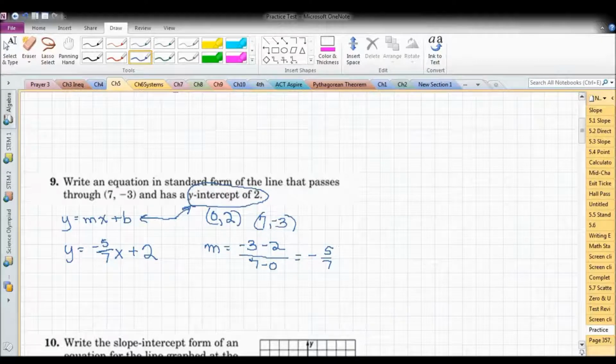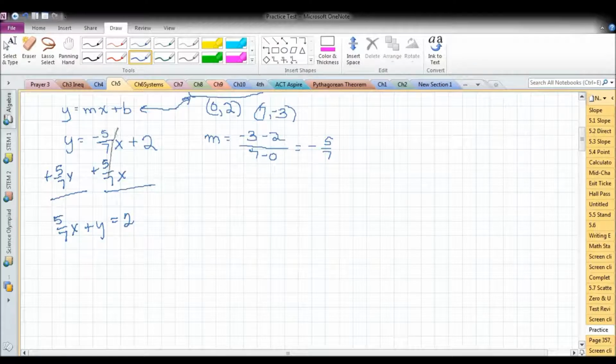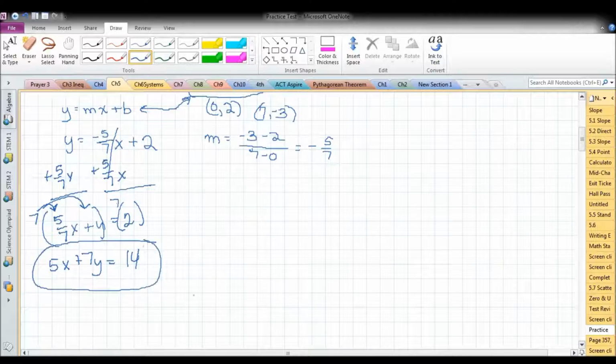Now, we look back at the directions, and if we're going to write this in standard form, we need to add 5/7 x to both sides. We end up with 5/7 x plus y is equal to 2. These will cancel. And we need to eliminate the fraction. So we're going to multiply both sides of this equation by 7. And we need to use the distributive property. So this becomes 5x plus 7y is equal to 14. There's our answer.